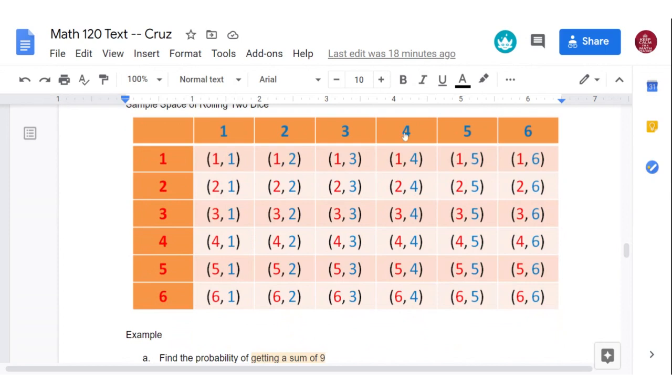You can kind of see here, since they're both identical, it doesn't really matter which die is which. But you'll see the first one is 1, 1, and then they do all of the ones where the first number is 1 and the second number changes. Then they go down to the second row, where the first number changes to 2, and the last number changes on all the rest. And you can see it goes down through there, and you can see all 36 outcomes.